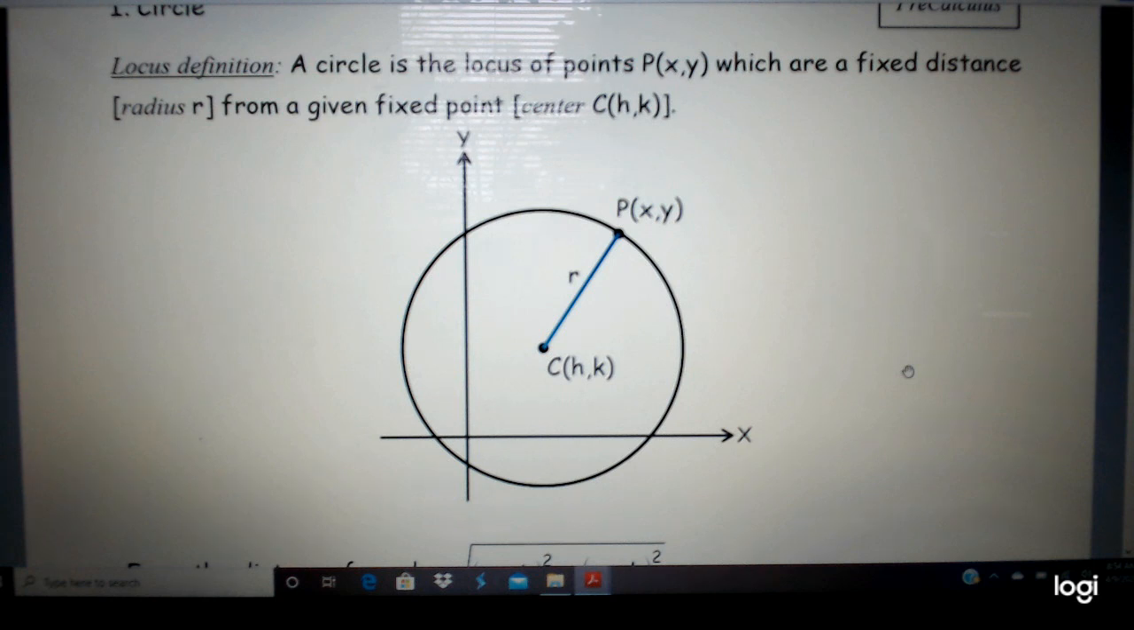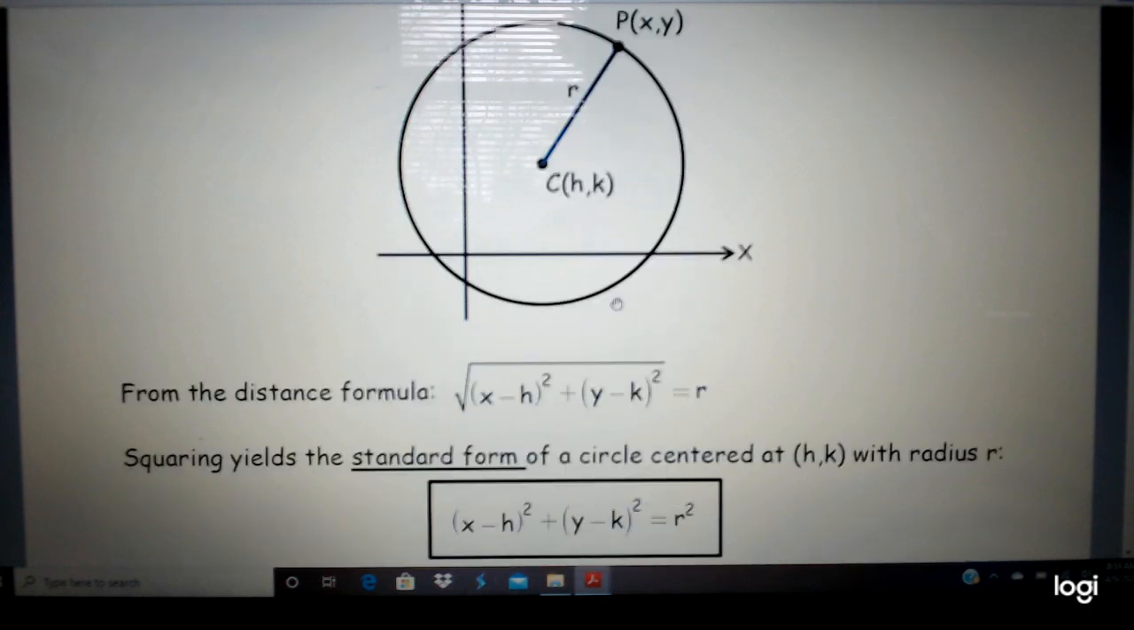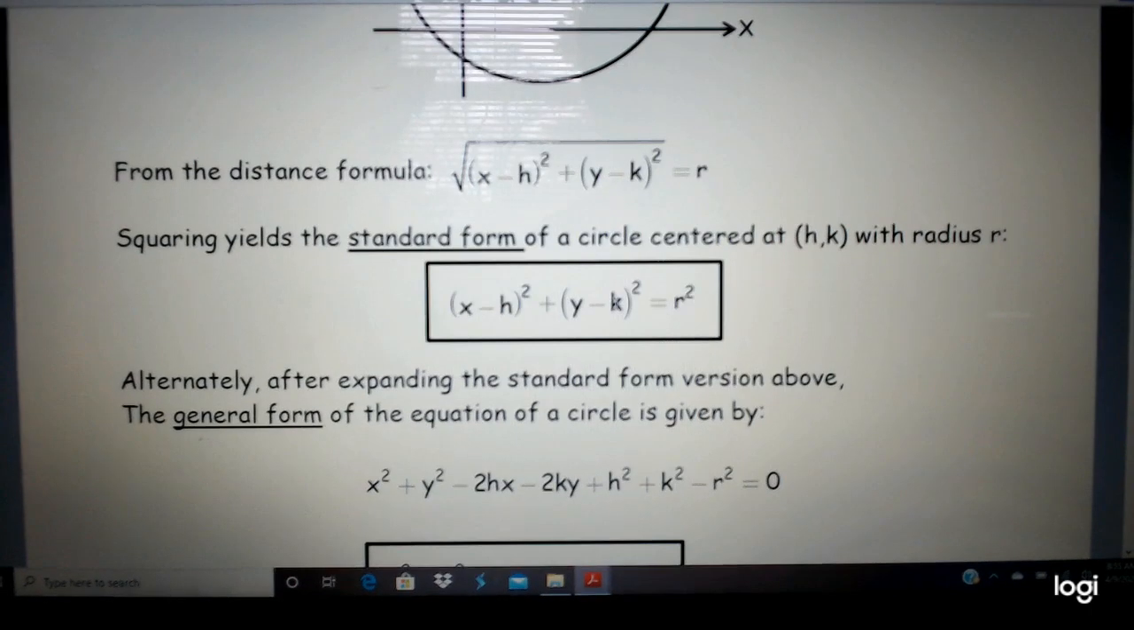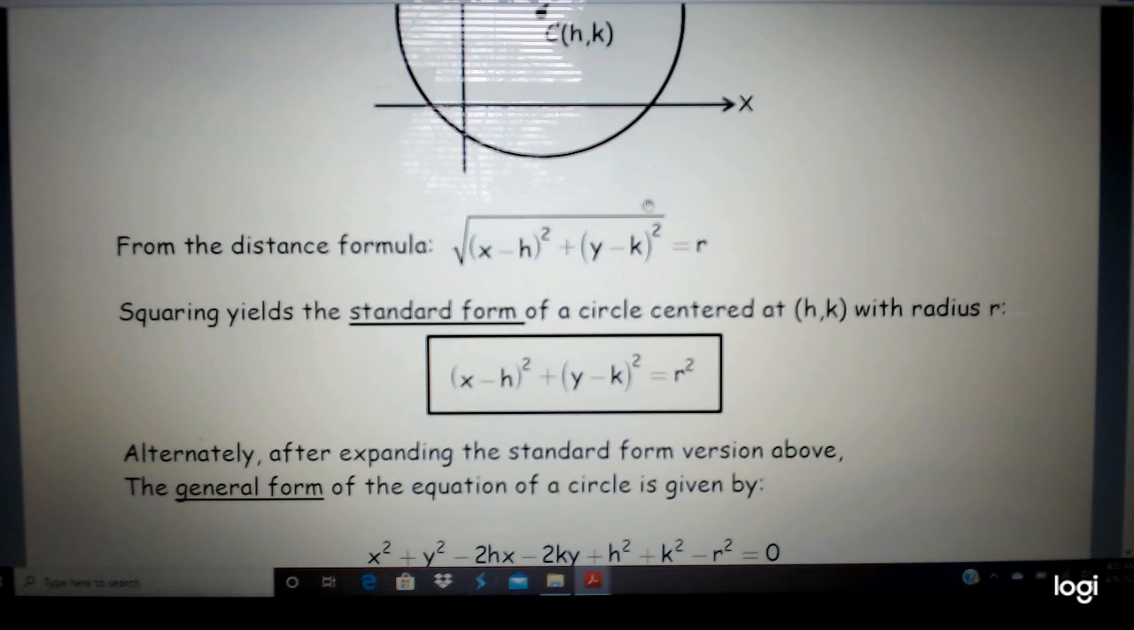We have a locus definition. Locus is a phrase from the Latin, has to do with location. A circle is defined as the location, or the locus, of points (x, y) a fixed distance, which we call a radius, from a fixed given point, which we call a center. Basically, we just use the distance formula, and there we go. You get this from the distance formula.